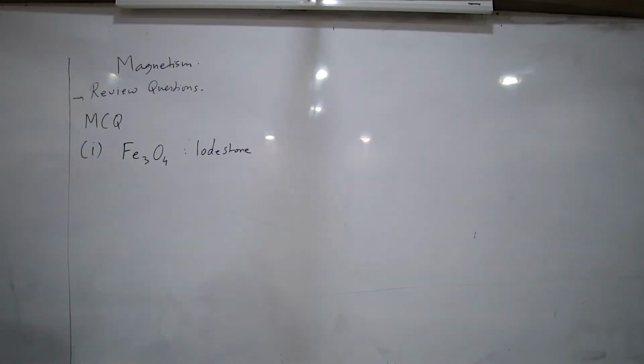Next. What is a natural magnet? What are the limitations of the natural magnet? The natural magnet we already saw: it is lodestone, a naturally occurring magnet. Generally it is an iron ore named lodestone. So what is its limitation?